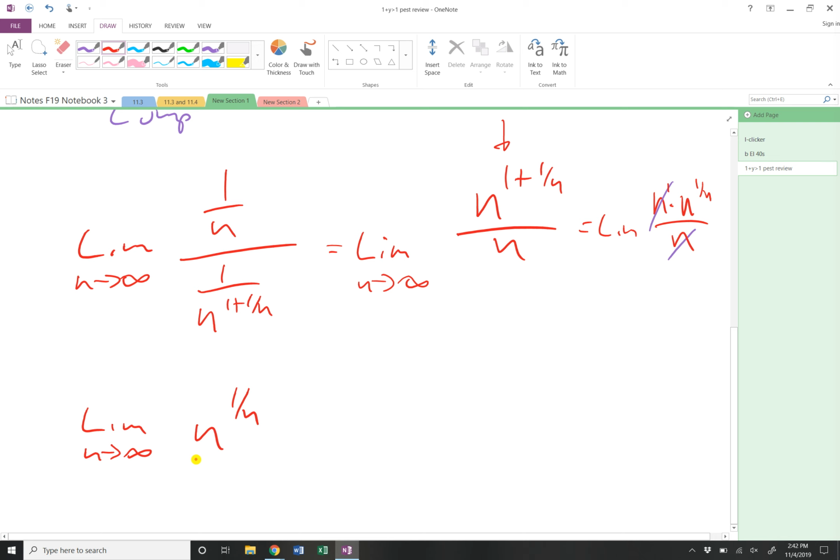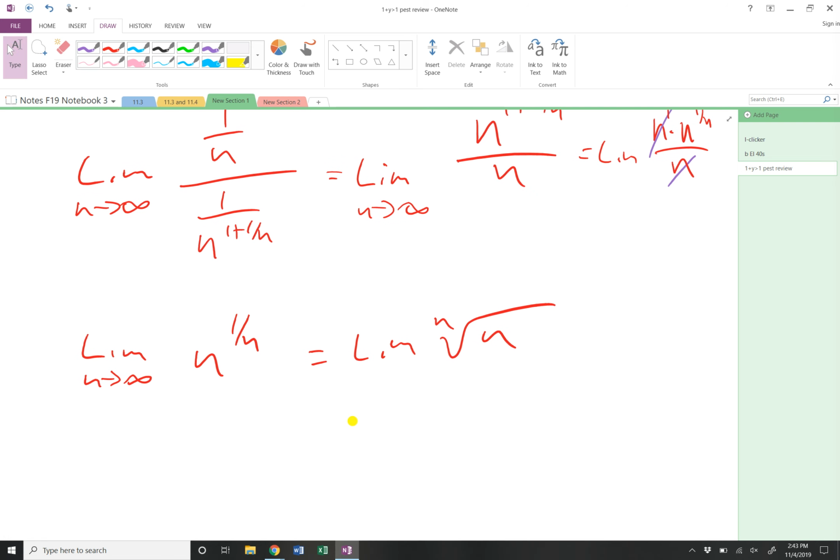All right, what's the limit of n to the 1 over n? You can also think about that as the nth root of n. So, what does that equal? Yeah, you get infinity to the 0. It's that form.